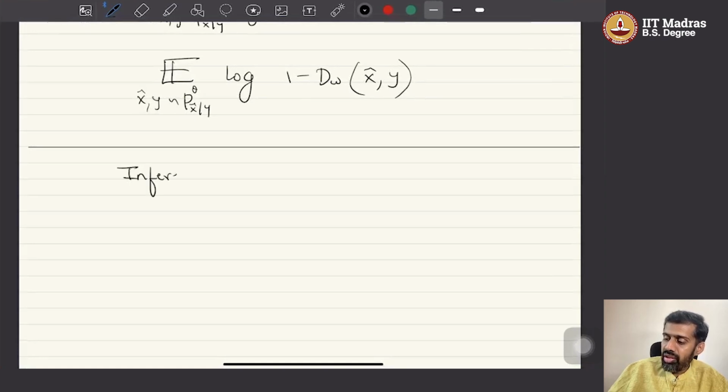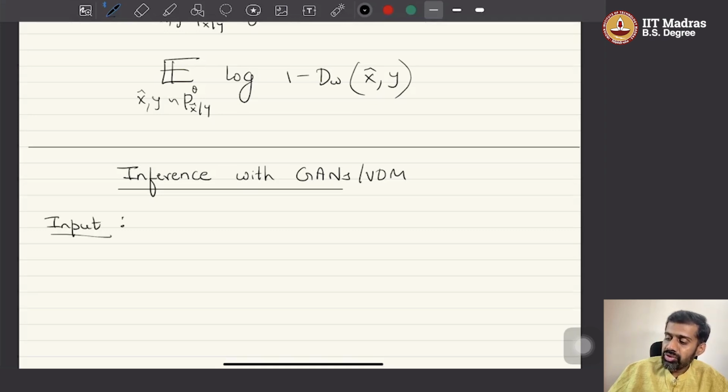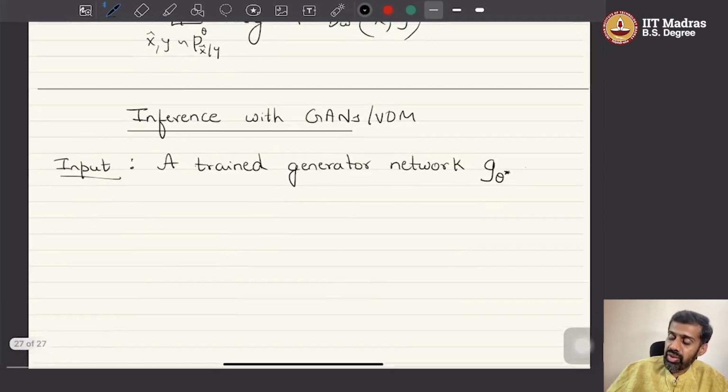So, inference with GANs. What is inference? Inference is nothing but data generation here. Inference with GANs or VDM. So how do we do this? What are we given as input? We are simply given a trained generator network. Let me call that G theta star. Okay, this is what we are given.